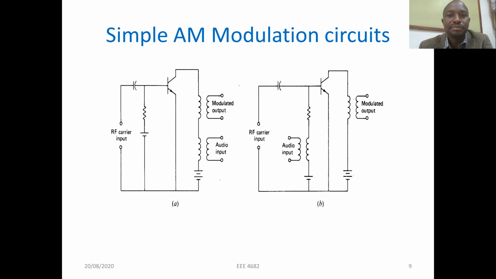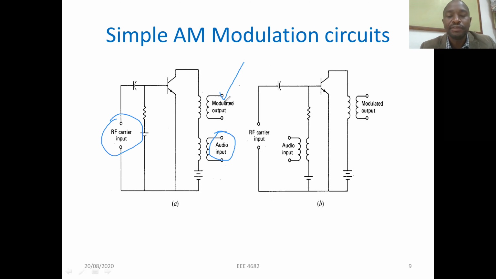Now, we've got simple amplitude modulation circuits such as the one given here, and what you notice in this diagram is that you have the carrier signal denoted by the RF carrier input here. This will be mixed with the baseband signal, which is an audio input, and when the two are mixed in the modulator, you get the modulated output. And this modulated output is what will then be amplified via various stages.